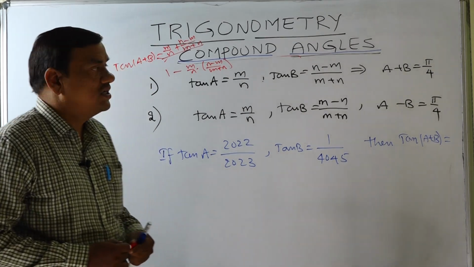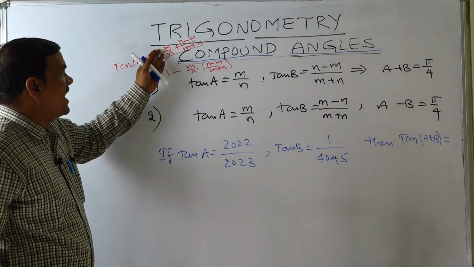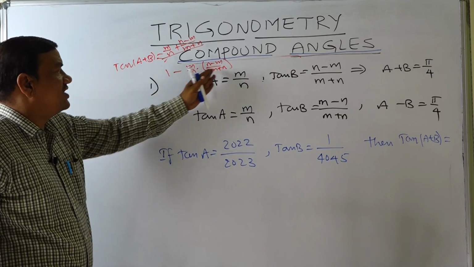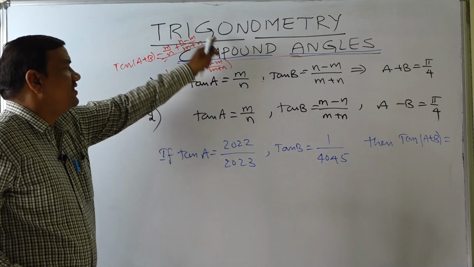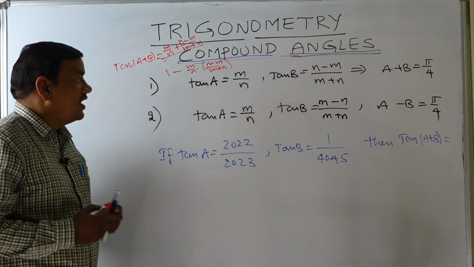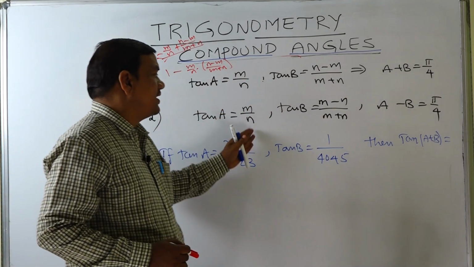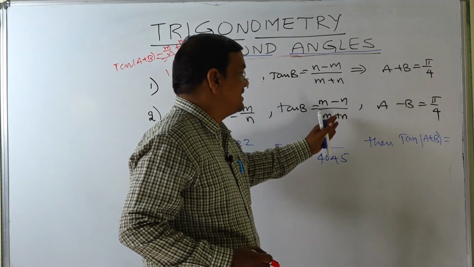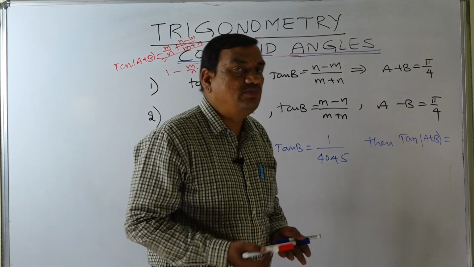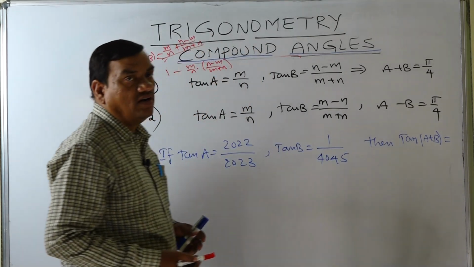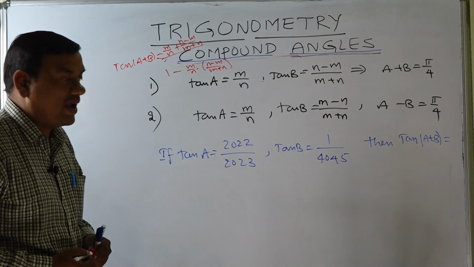Very easy formulas. Just to find the tan of A plus B, tan A plus tan B upon 1 minus tan A into tan B. You simplify this, you will get 1. Okay now, here also tan A is equal to m by n, tan B is equal to (m minus n) upon (m plus n). Tan of A minus B value find out, you will get 1. Therefore, A minus B is equal to pi by 4.